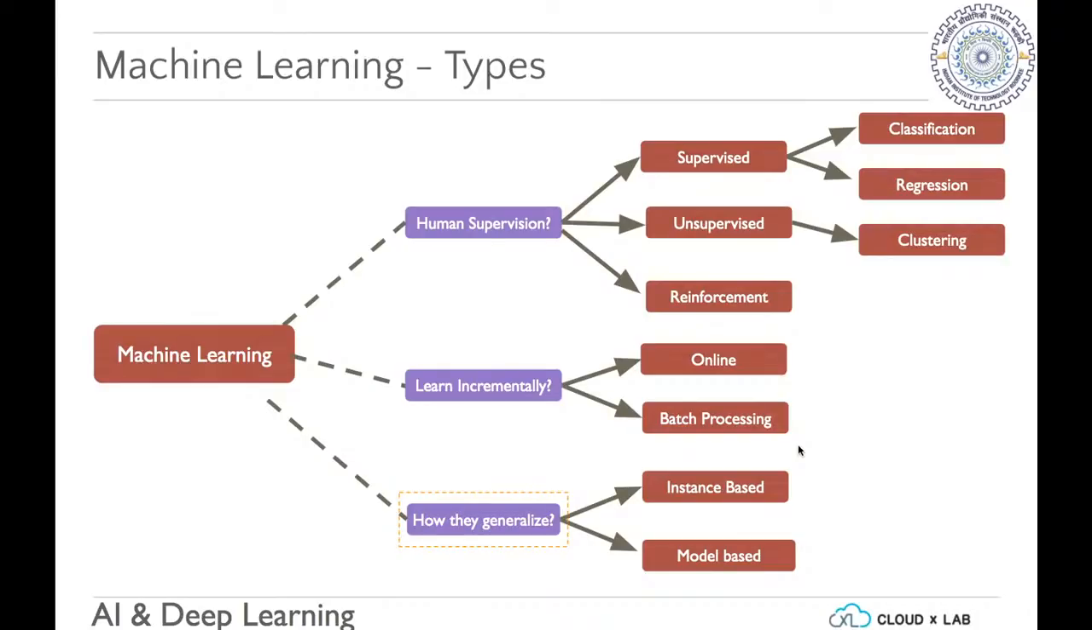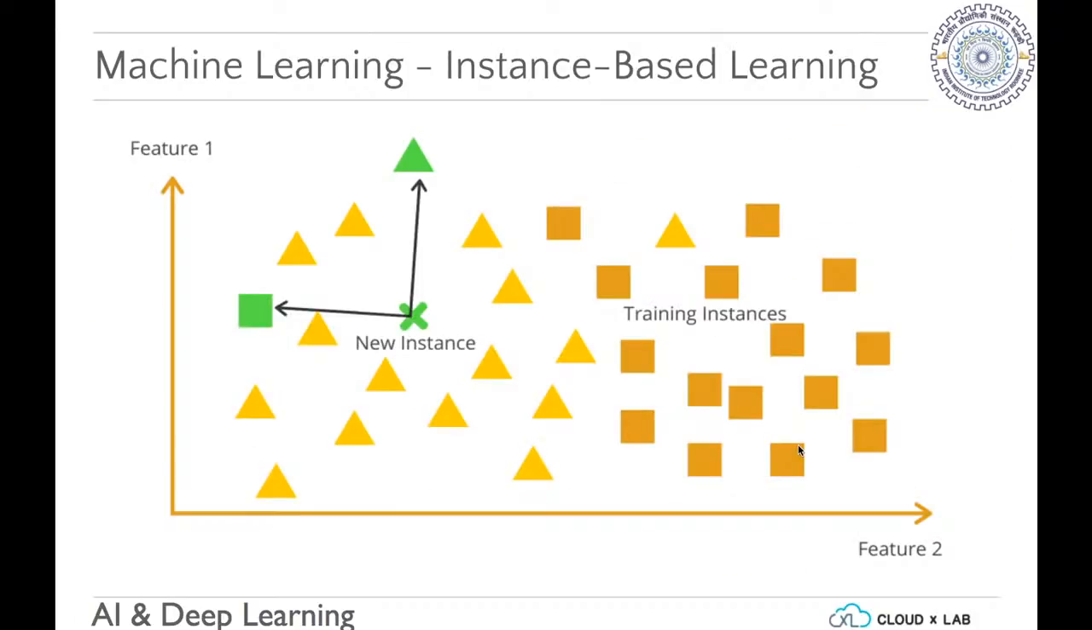The way we do this, there are two different kinds of ways. The first one is instance based, whereby given a new instance, we find out which one it is closer to, and we apply that.